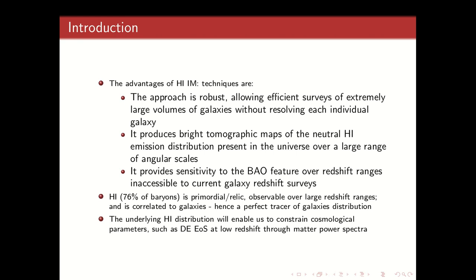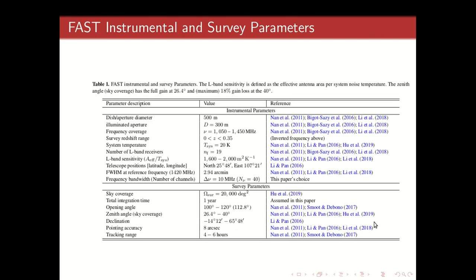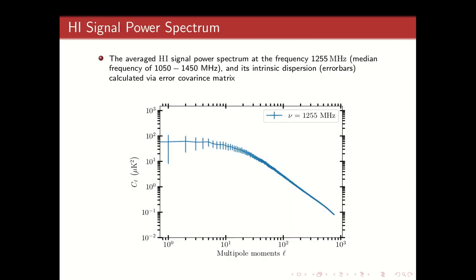The underlying neutral hydrogen signal distribution will enable us to constrain cosmological parameters such as the dark energy equation of state at low redshift through matter power spectra. In our study with FAST, we have used a number of parameters, as you can see on this slide, and we will make reference to some of these parameters as we move on. The neutral hydrogen signal power spectrum is of particular interest, and this is the average neutral hydrogen signal power spectrum computed at the mid-frequency of our frequency band, which is 1255 megahertz.